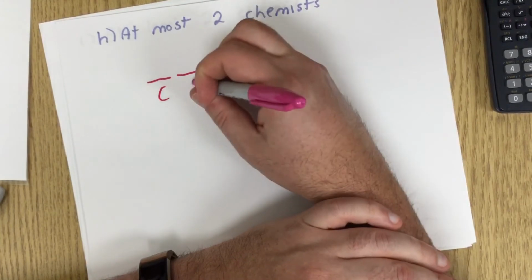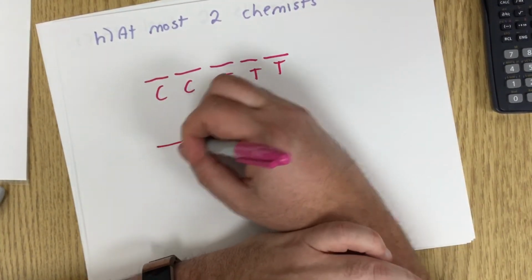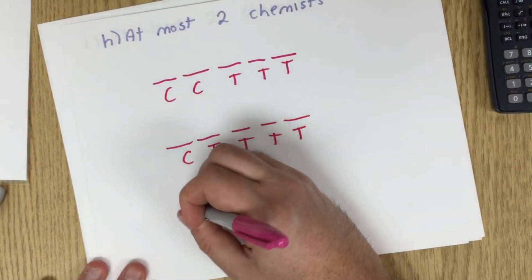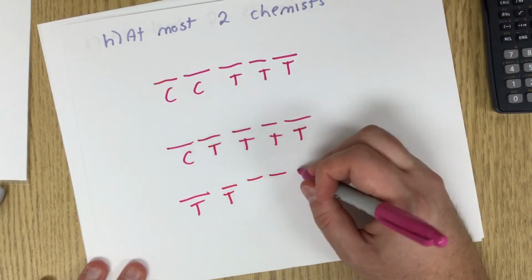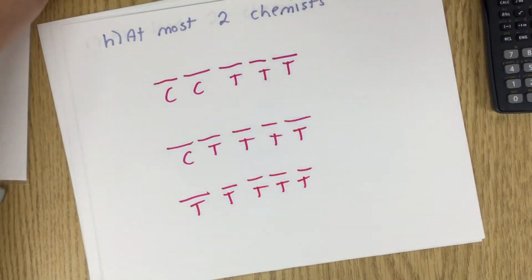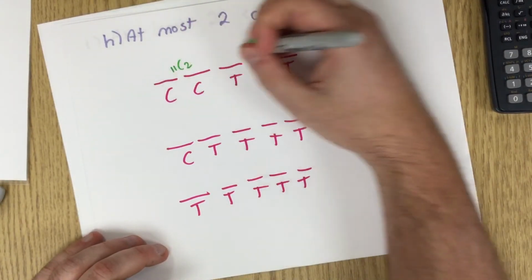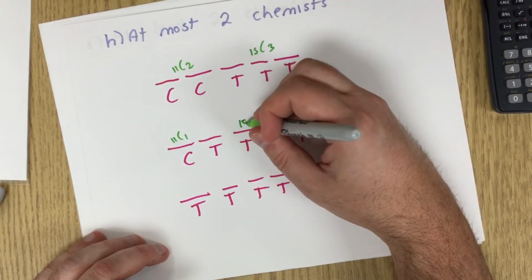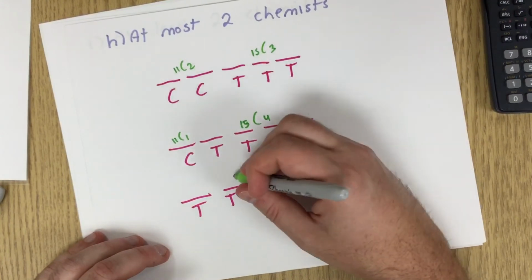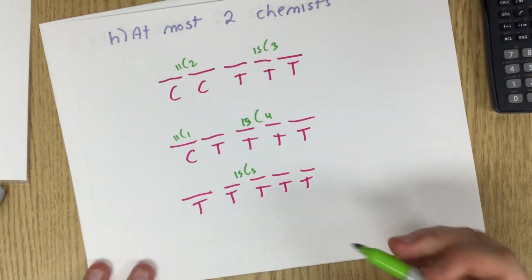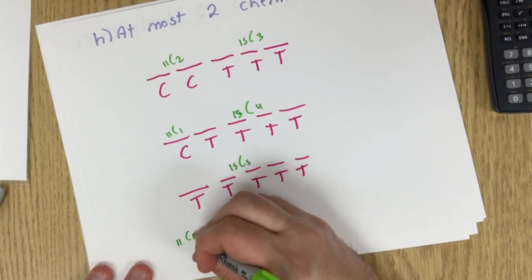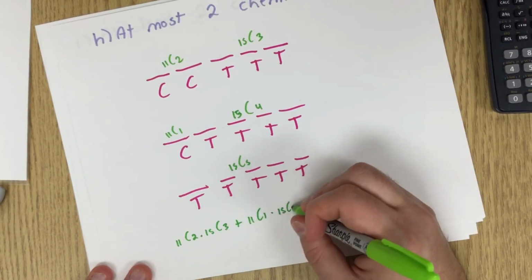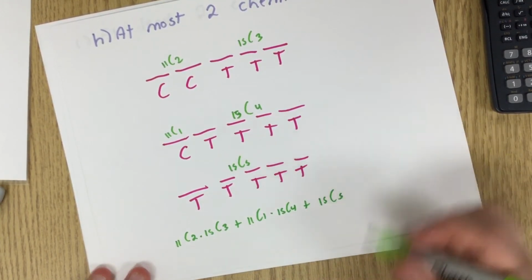So we could have 2 chemists, or we could have 1 chemist, or we could have no chemists. So that'd be 11 choose 2 times 15 choose 3, 11 choose 1 times 15 choose 4, and this is just 15 choose 5. And we would add up. So the answer would be 11 choose 2 times 15 choose 3 plus 11 choose 1 times 15 choose 4 plus 15 choose 5.